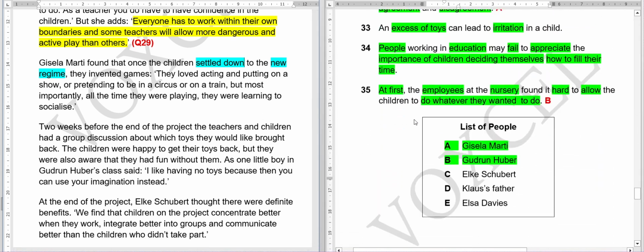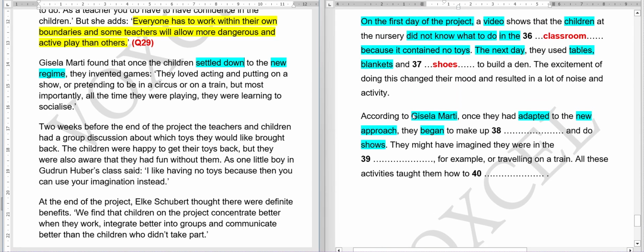Yes. Here, a new approach, adapted. So if you are adapting to something, you're settling down. Clear? New approach is paraphrased as new regime. They began, they invented. Clear? So they began to make up something and do shows. They loved acting and putting on a show, pretending to be in a circus or on a train, but most importantly, all the time they were playing and they were learning to socialize. Clear?